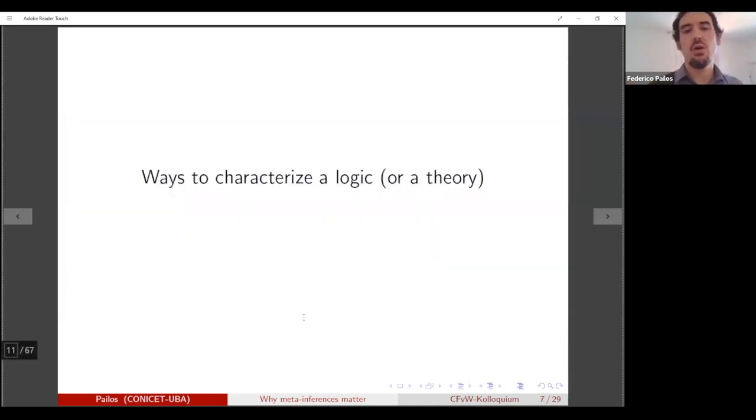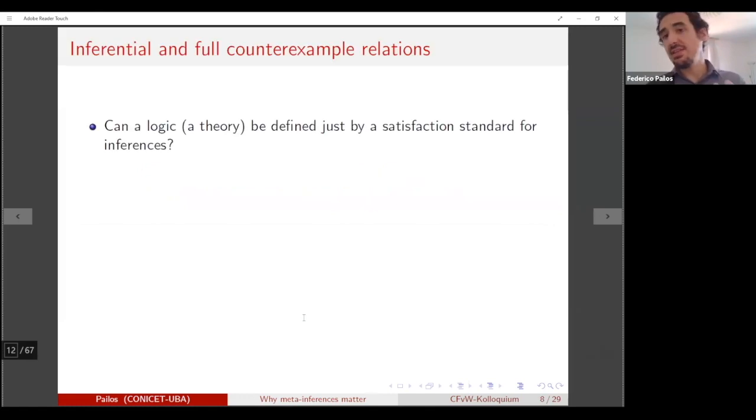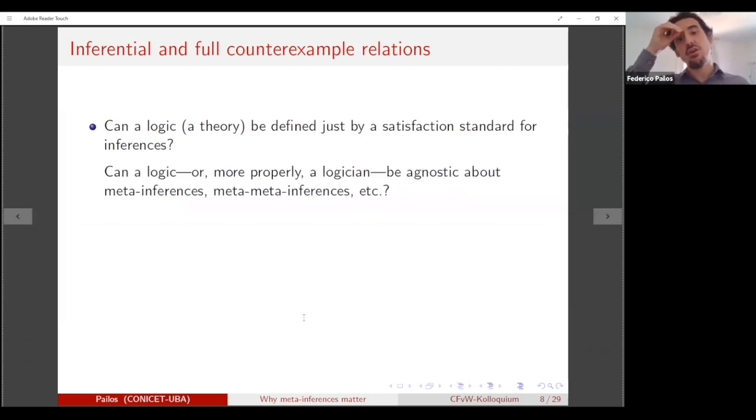Okay? So this is the thesis that I want to discuss. Can a logic or a theory be defined just by a satisfaction standard for inferences? Can a logic, or more properly a logician, be agnostic about metainferences or about the metainferential standards? I want to discuss this thesis because I find that a possible answer to this question is initially plausible.